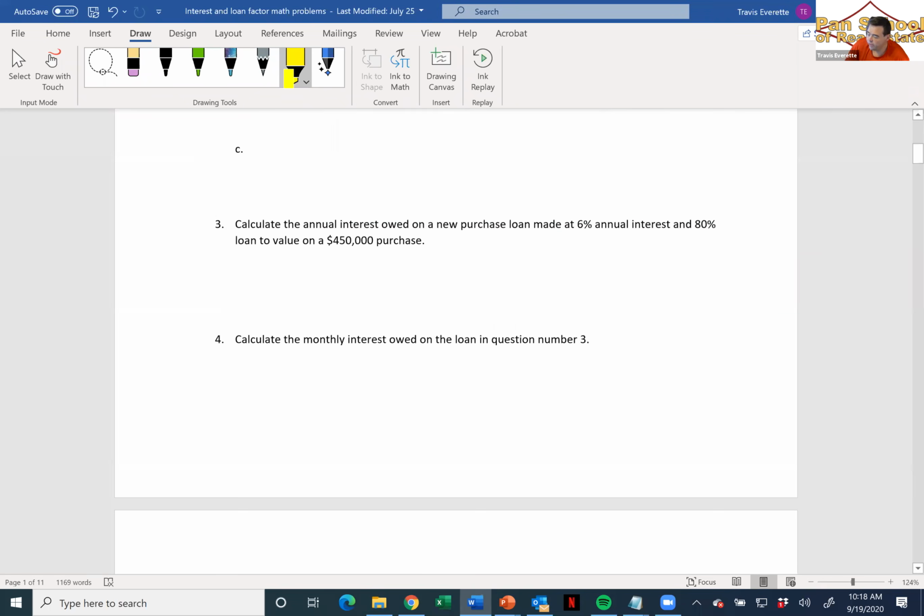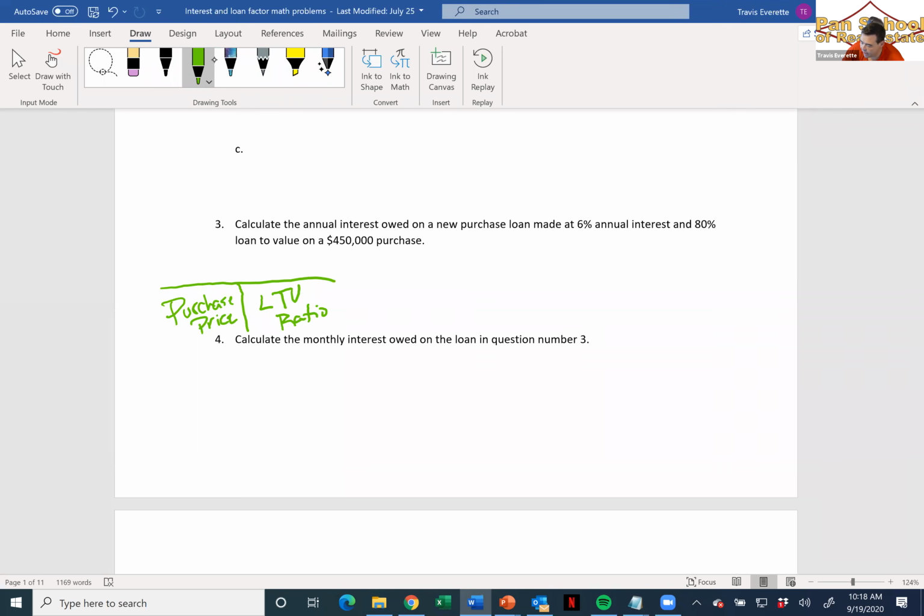Okay. So now look at number 3. It says calculate the interest owed on a new purchase loan made at 6% annual interest and 80% loan to value. So this has a little bit of a wrinkle in it, in the sense that they did not give us the actual loan amount. What they gave us was a purchase price or a value, and they gave us a loan to value ratio.